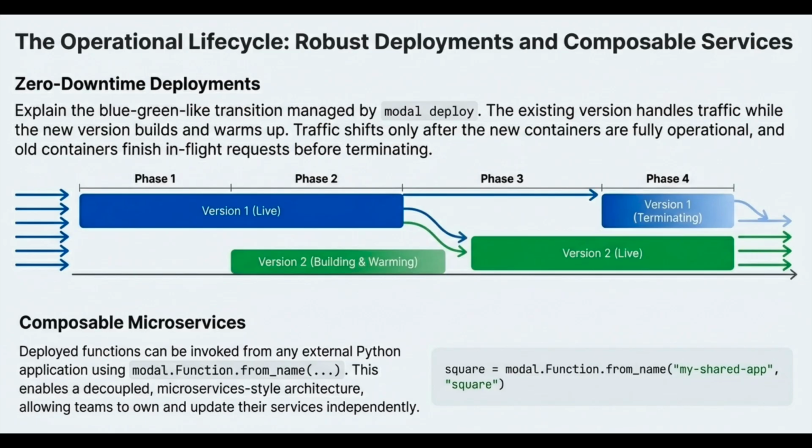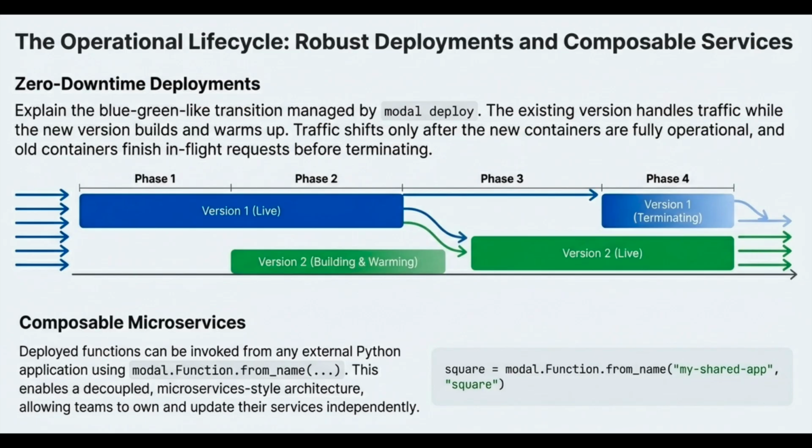live service? Modal employs a zero downtime update strategy, which is very similar to a blue-green deployment. When you run modal deploy, the existing application version, let's call it the blue environment, continues serving all live traffic. Concurrently, the new version, the green environment, begins building its image, configuring its functions, and warming up its containers in the background. When does the traffic actually shift? And what happens if the new version is faulty?